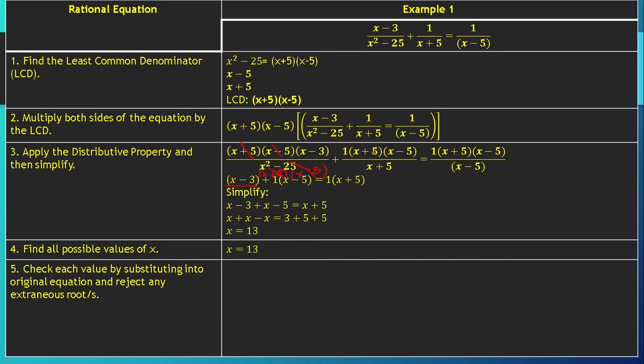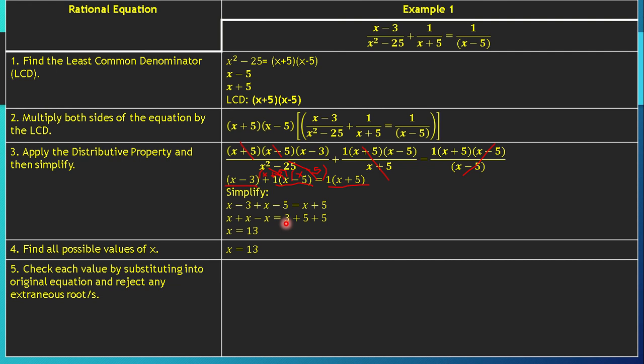Next. So x plus 5 and x plus 5, kakancel din po natin. So ang matitira ay 1 times quantity x minus 5. Ito po yun. 1 times quantity x minus 5. Dito naman, x minus 5 and x minus 5 ay na-cancel. So, ang matitira lang ay 1 times x plus 5. Ito po yun. Okay, simplify ngayon natin. So, this is x minus 3 plus 1 times quantity x minus 5 is x minus 5 is equal to x plus 5.